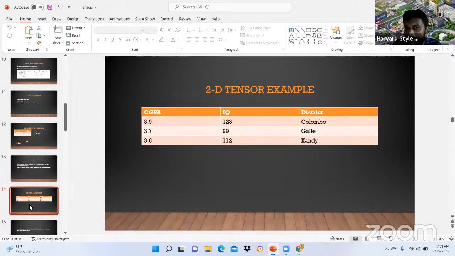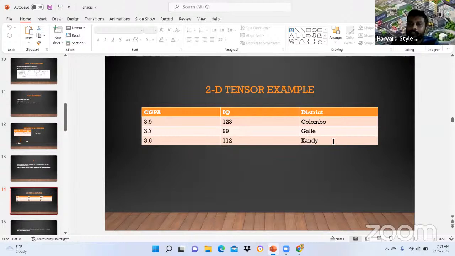2D tensor example. Okay, carefully, guys. 2D means what? Collections of 1D. A collection of 1D means it is a data set, a table, guys. See, now CGPA 3.9, 1 to 3, Colombo 3.799, goal 3.6, 112.